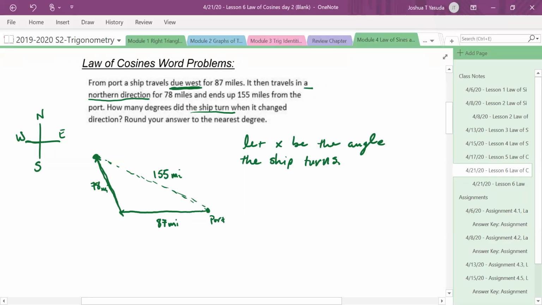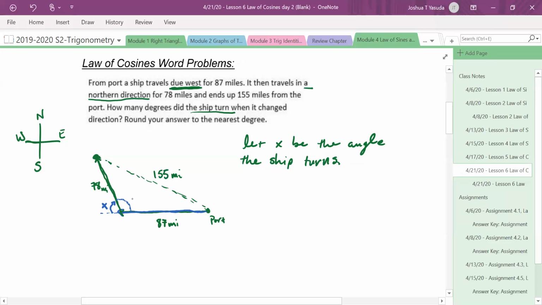Otherwise, here I go. The ship is sailing due west. You have to imagine an actual ship sailing. When that ship turns, it will have been facing that way, and then it turns up north. This is the angle that the ship turns. If you put the X on the inside, this is not the angle that the ship turns, because the ship is not facing east. The ship is facing west. So when the ship faces west and it turns up, that is where the variable will go.